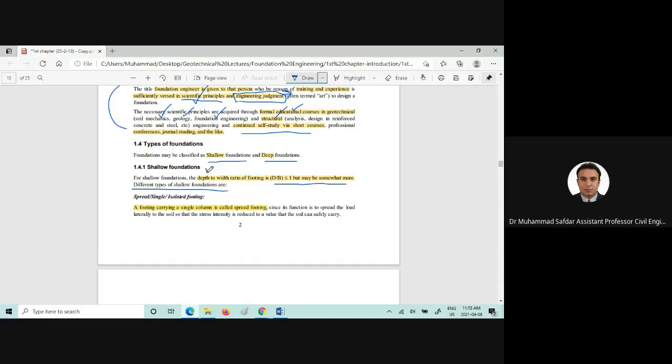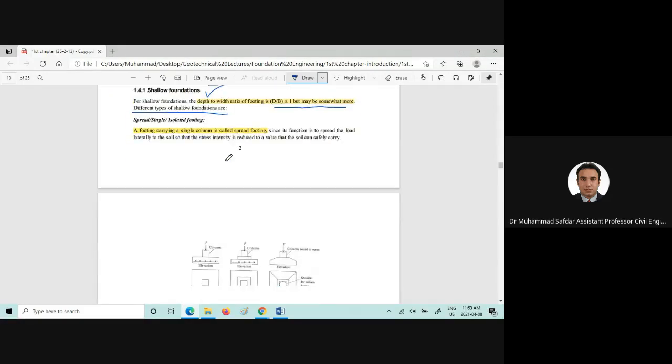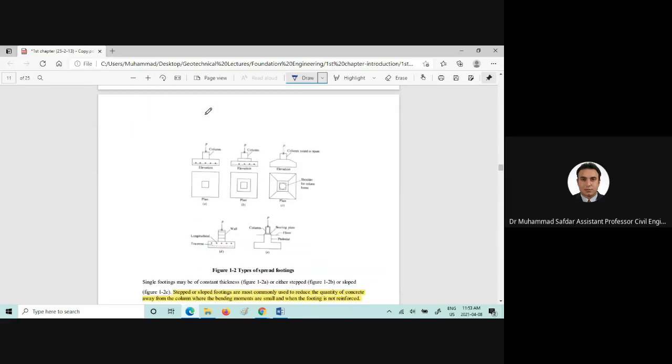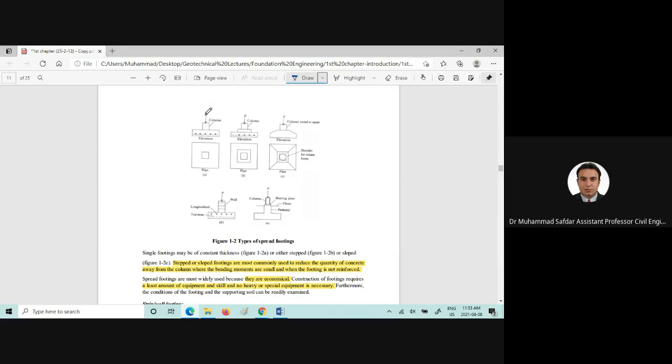Now, there are different types of shallow foundations, and there are different types of deep foundations as well, which will be discussed in very good detail in chapter number 4. In the case of shallow foundations, the first type is the spread, single, or isolated footing. This is a very common foundation type, and many construction companies prefer to construct these types of foundations. You might have seen these types of foundations practically as well.